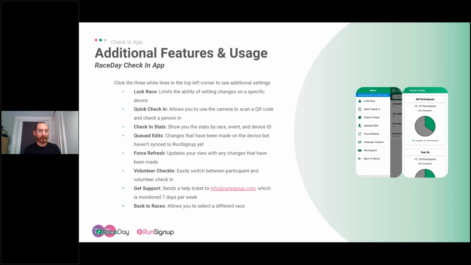Volunteer check-in, I talked about that a little bit. You can switch modes, and get support if you need assistance with a race. Basically, you can just use this, and it sends an email to info@runsignup.com, filled out with your information. It automatically pre-fills an email body for you with information about the app, what version you're running, and it's an easy, quick way to send an email. And back to races, pretty straightforward. It just allows you to get back to the list of the races on your device.